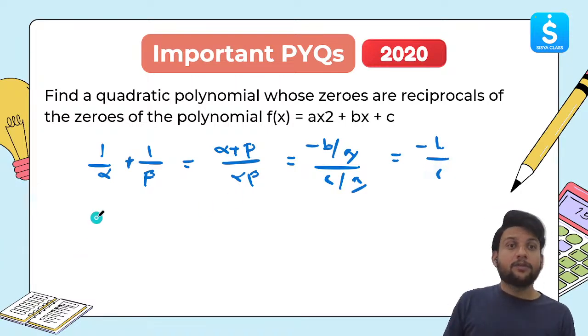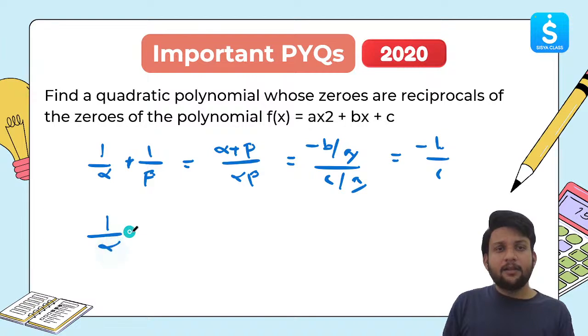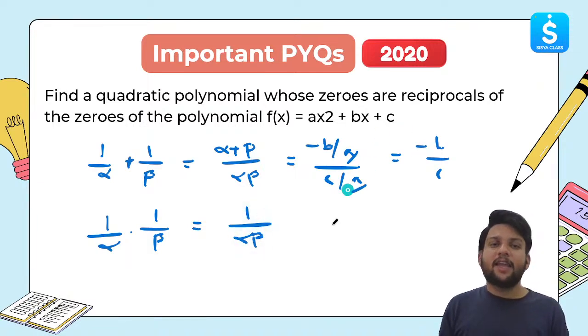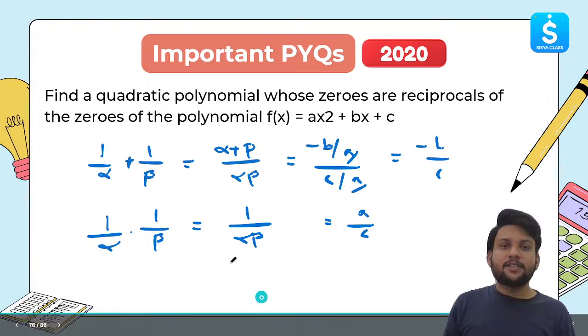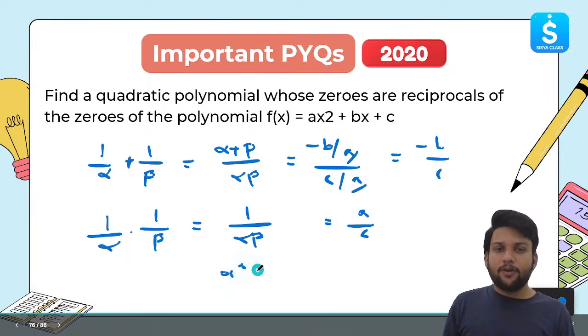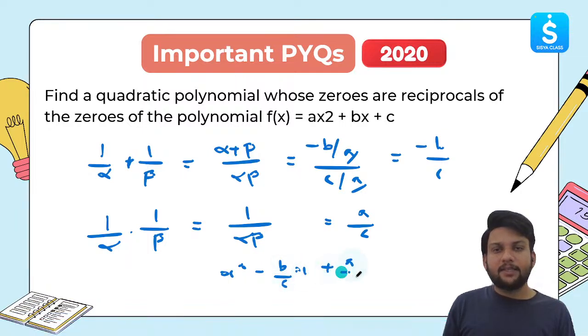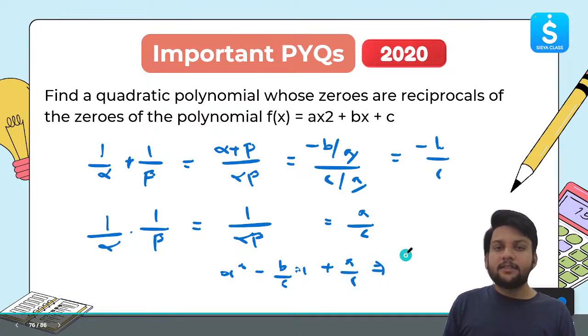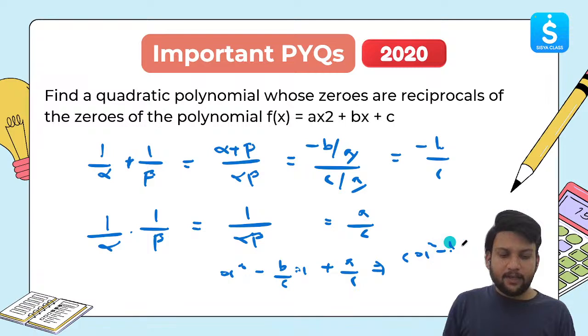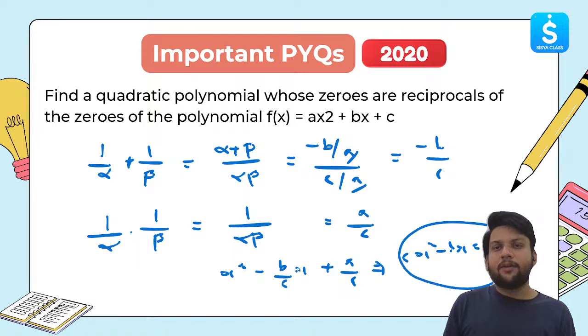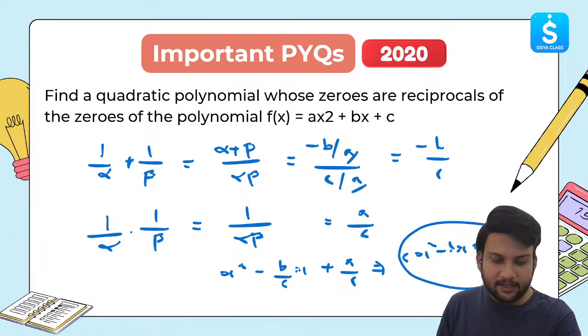Similarly, to find the product of roots, that is 1 by alpha times 1 by beta. Or I can simply say this will be 1 by alpha beta. What is alpha beta? c by a. So this will become a by c. Now nothing to do. We will just write it as x square minus sum of roots, that is b by c, times x, plus product of roots, that is a by c. So there we have it, folks. We have cx square minus bx plus a. This will be our answer, what I told you earlier. Is it clear?